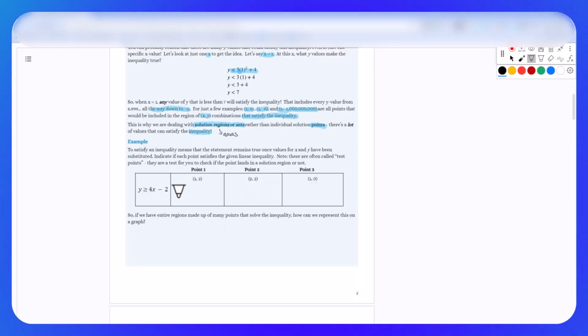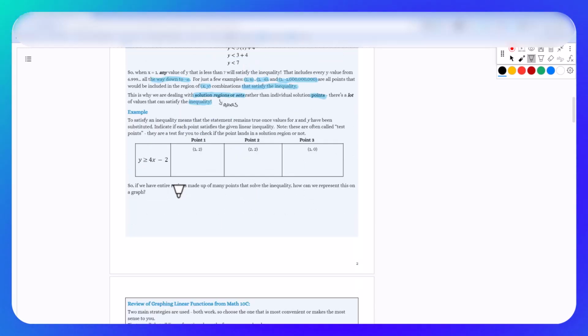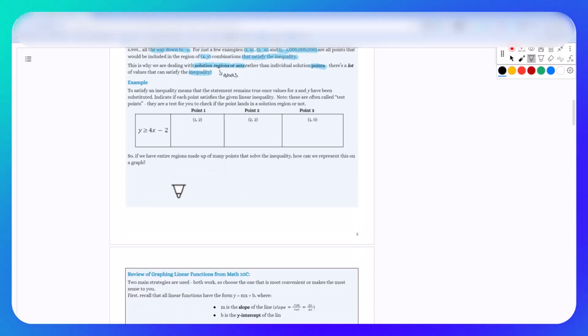To satisfy the inequality means that the statement remains true once values for x and y have been substituted. Indicate if each of these points satisfy the linear inequality. Note, these are often called test points, and we're going to be using test points to check to see if the point lands in this region or not.